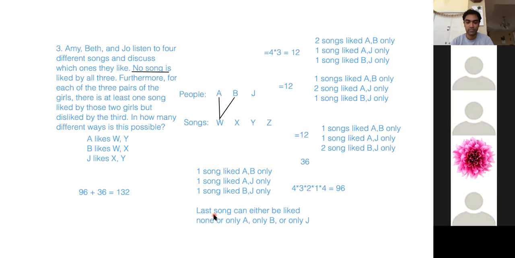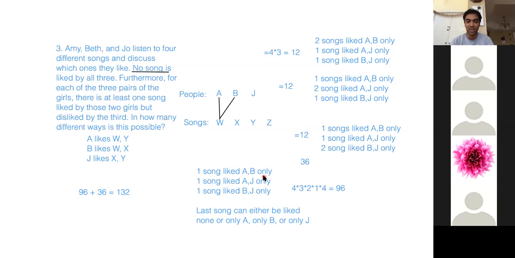I think you could have. It seems like you could, but if you try that out, you'll actually see you'll multiply this by, let's see, 7 instead of 4, and you actually won't get the same answer. And the reason for this is because you'll start double counting. So you picked one song liked by A, B here, and then your last song could also be liked by A, B. And then if you picked the first song as A, B and the last song also as A, B, you're counting that same case twice.